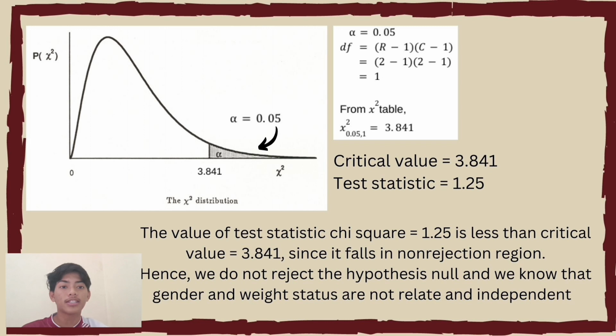So the conclusion is that the test statistic equal to 1.25 is less than the critical value of 3.841. Since it falls in the non-rejection region, we do not reject the null hypothesis, and we know that gender and weight status are not related.